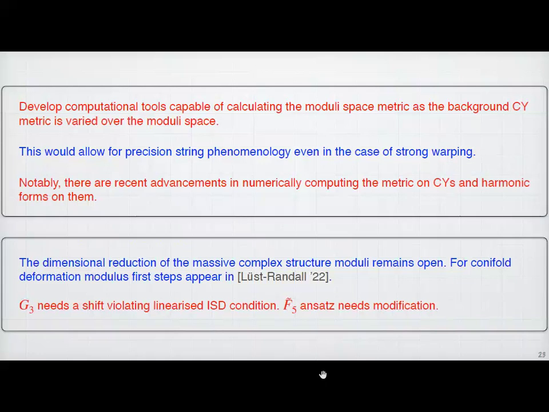Notably there are advancements for computing the forms and metric of the Calabi-Yau, so this should be like some sort of invitation towards them if they want.